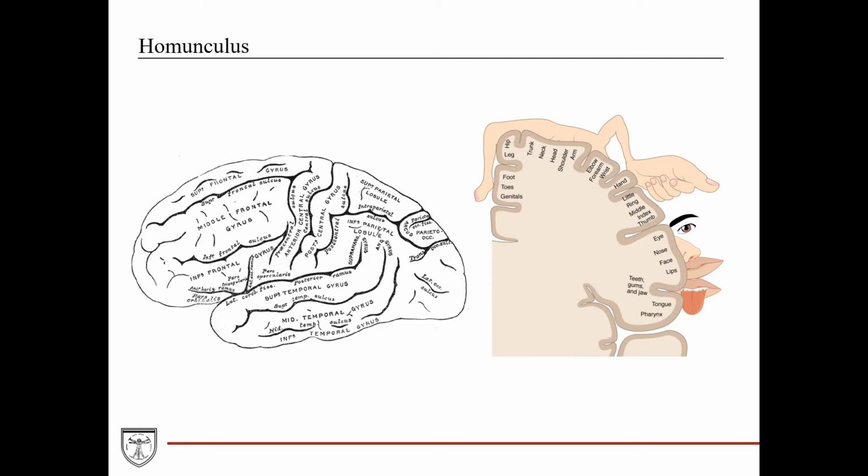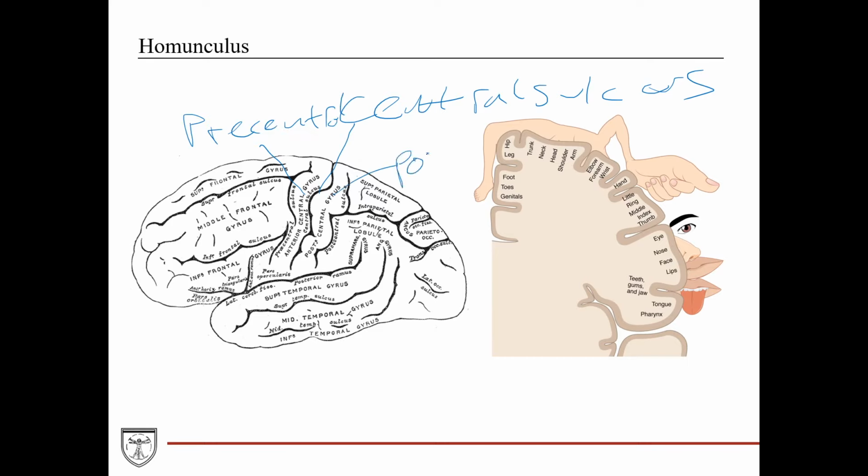So here what we have is the central sulcus, which is here. And so you have the precentral gyrus, which is here. So that's where motor is. And then you have the postcentral gyrus, and that's where somatosensory is processed within the brain.